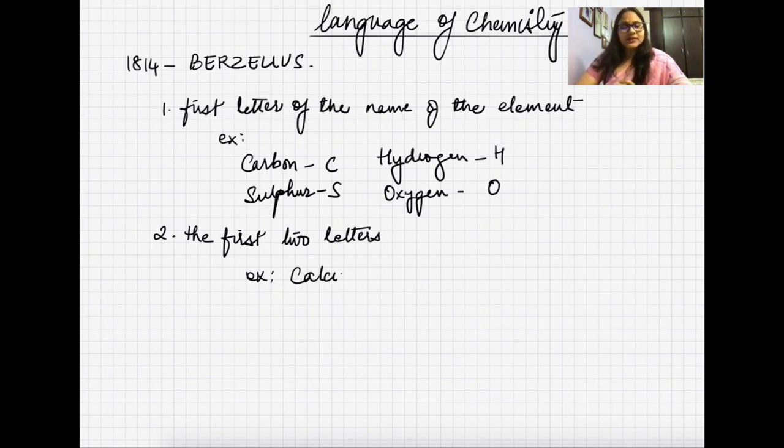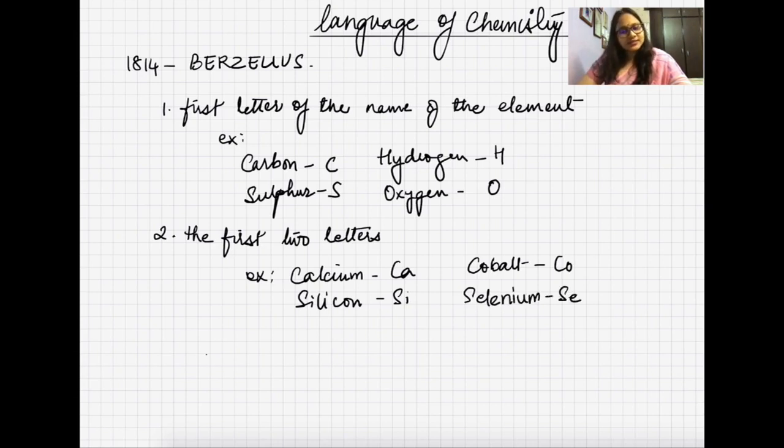For example, the element calcium has the symbol Ca. Silicon is written as capital S, small i. Since C and Ca are both taken, cobalt is written as Co. Selenium is written as Se. Since S is already taken by sulfur, we write Se for selenium.